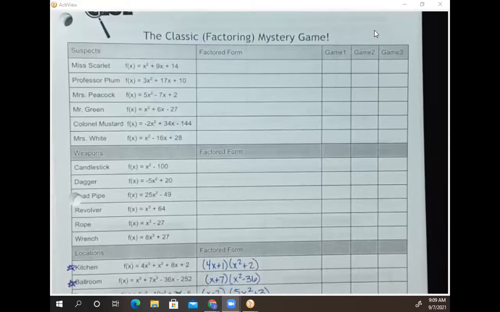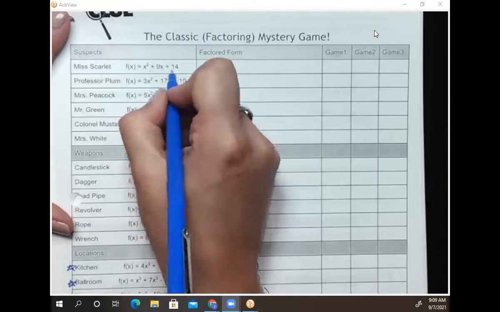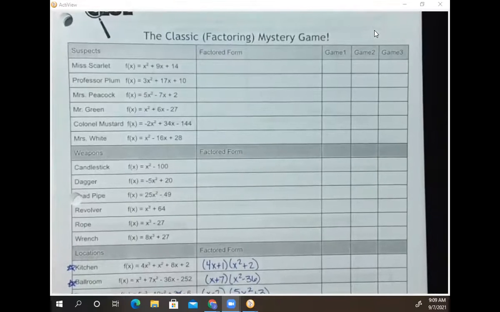So let's start with the first example on page 31, x squared plus 9x plus 14. I'm actually going to grab some scratch paper as we're working today, just because there's not a lot of room to be able to do work on page 31. So I'm going to use some scratch paper.